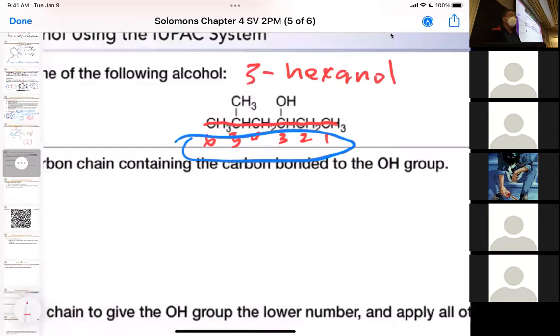So it's at the 1, 2, 3. It doesn't have to be on number 1 anymore. It doesn't have to be the lowest number. It has to be that the part where you change the end of the word gets the lowest number.